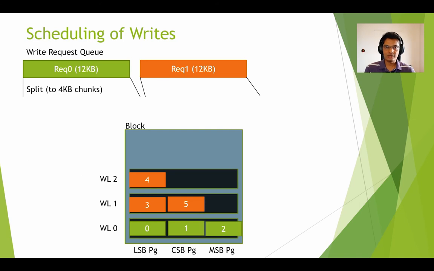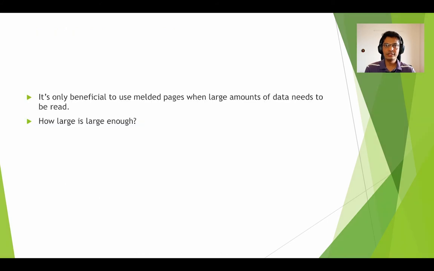Such reordering of writes by the scheduler ensures that later, during reads, requests for the data present in LSB, CSB, and MSB pages are guaranteed to be present in the read request queue. Due to SSD's ability to compute operations in parallel, it is only beneficial to use melded pages when a large amount of data needs to be read. But how large is large enough?